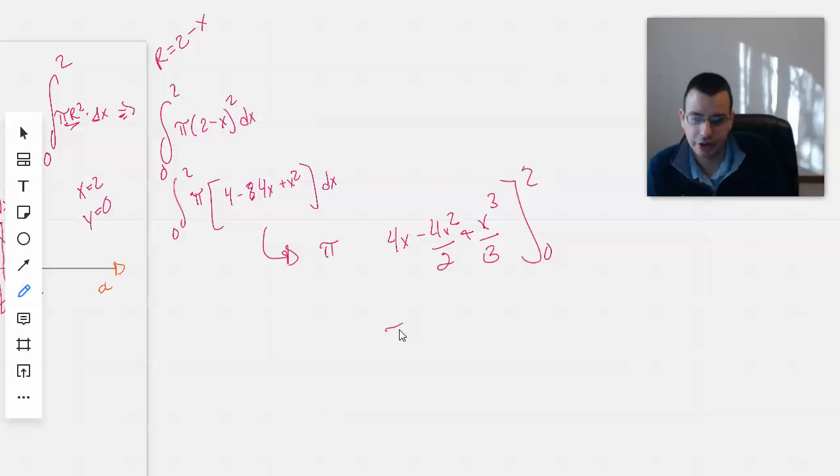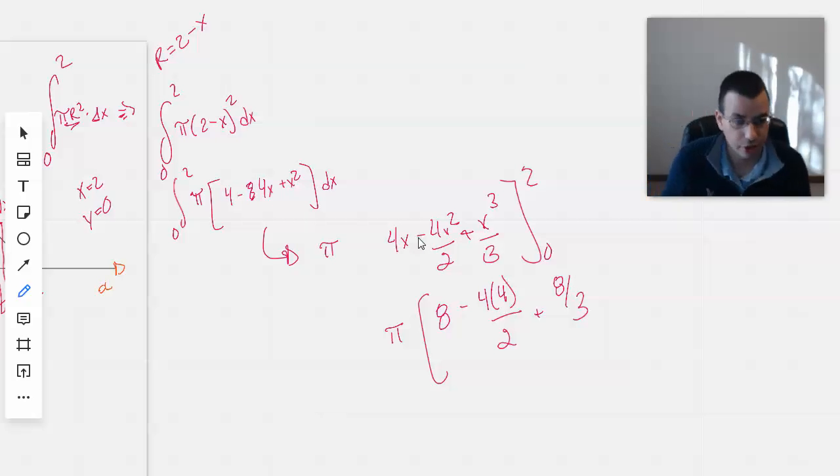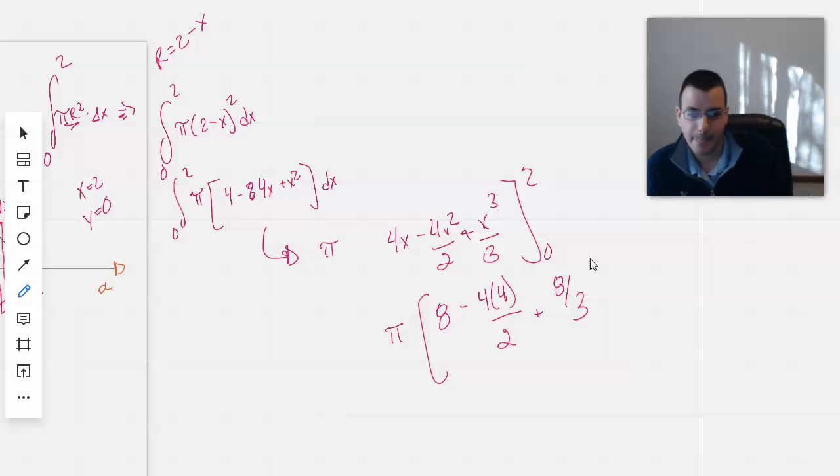So when we plug in 2, we get 8. That's 4 times 2, minus 4 times 4, that's 2 squared over 2, plus 8 over 3, because 2 to the third is 8. And I'm going to leave off the zeros, because 0 times 4, no matter how many times you square 0, will still be 0.